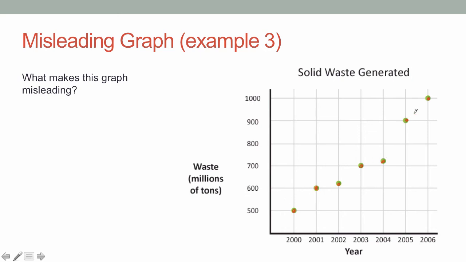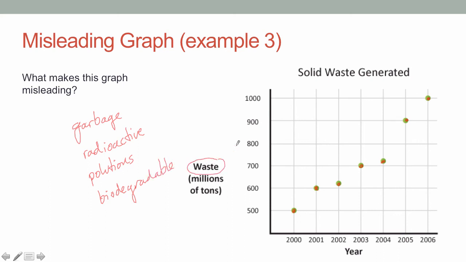Well, a couple of questions I have when I look at this is, well, what waste are we talking about? Is this garbage, landfills? Is this radioactive nuclear waste? There's all sorts of things that could be wasted. Is this pollution in rivers? Is this biodegradable waste, or is this just plastic? I feel like they didn't really very clearly tell me what kind of waste.